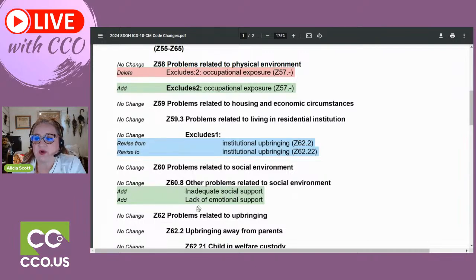inadequate social support and lack of emotional support. So let's think about why that's pertinent for us to understand. As educators, we want to make sure that we're letting our providers know that we can translate that for them, and therefore to have that added to the documentation, give them the verbiage if this is applicable to their patients to be able to use.